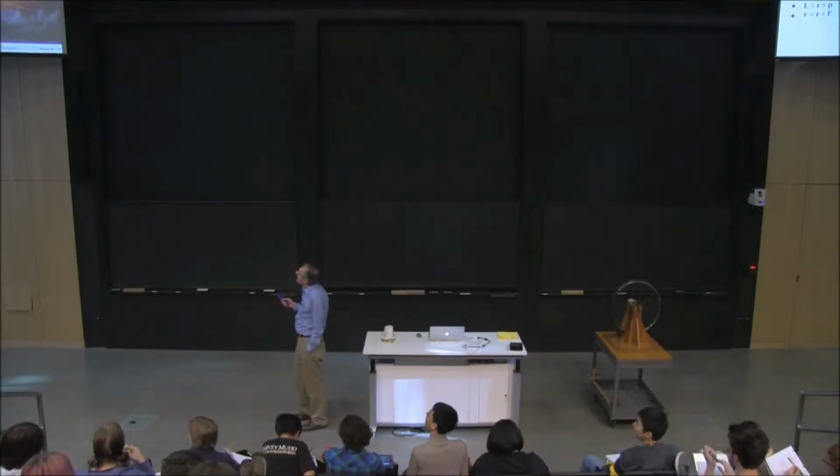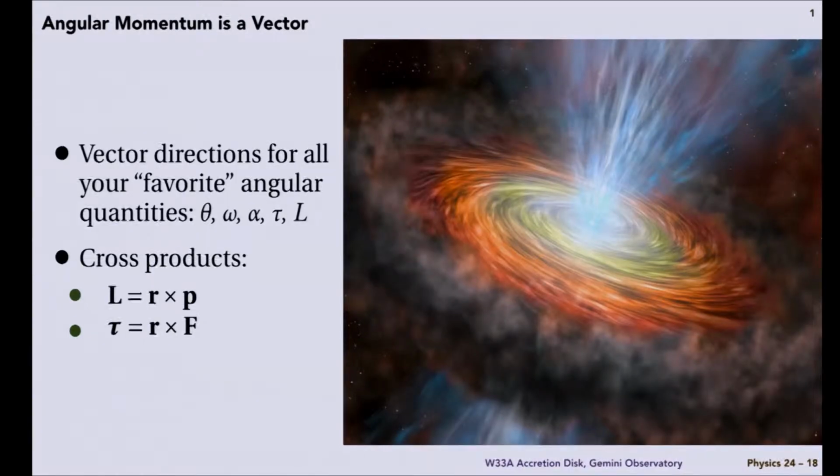All right. So today we will bite the bullet and we will convert all your favorite angular quantities into vectors. And there was much rejoicing. No, this is not an April Fool joke. And to do this, we will use something that you have assured me you all know, and we will review the cross product between two vectors.